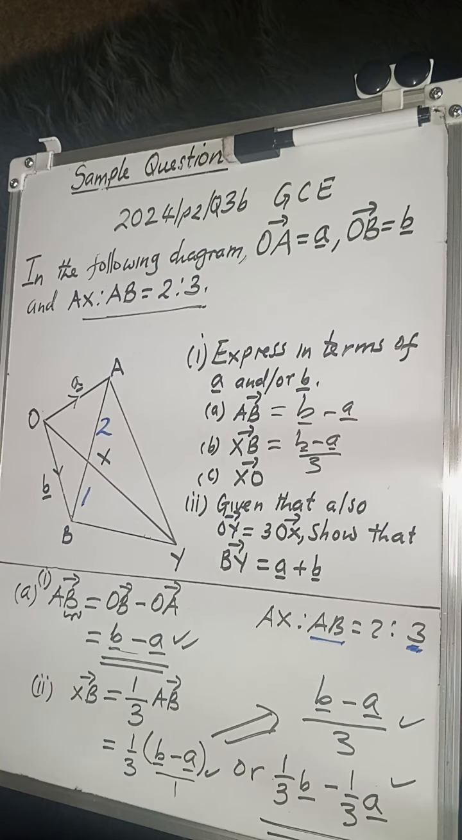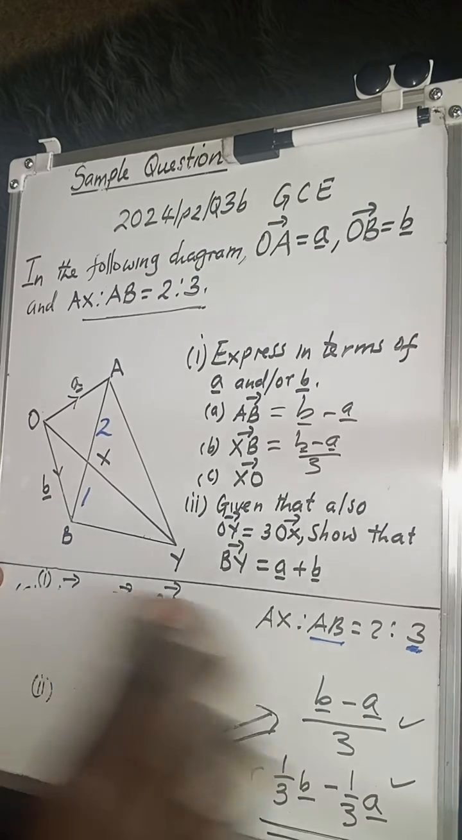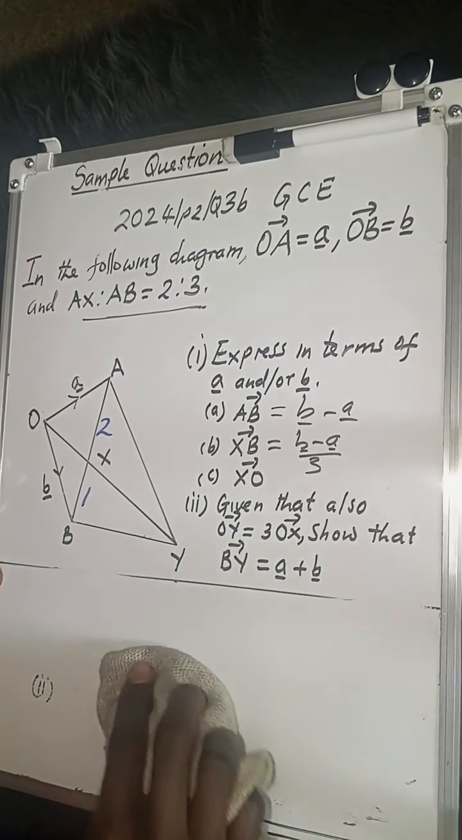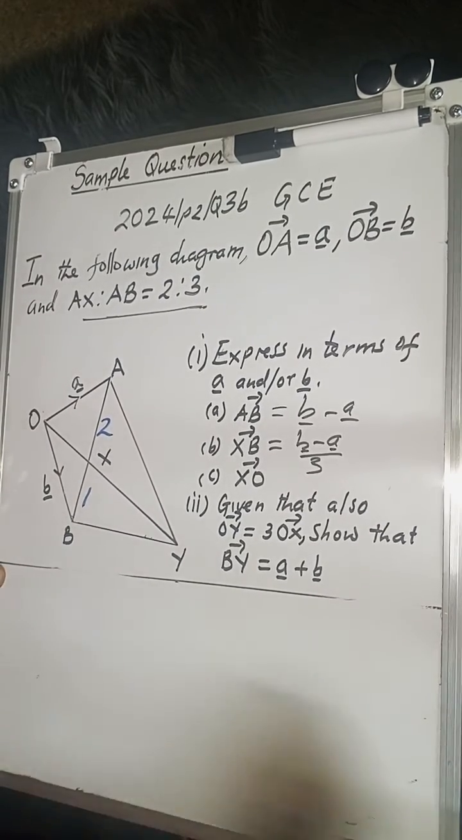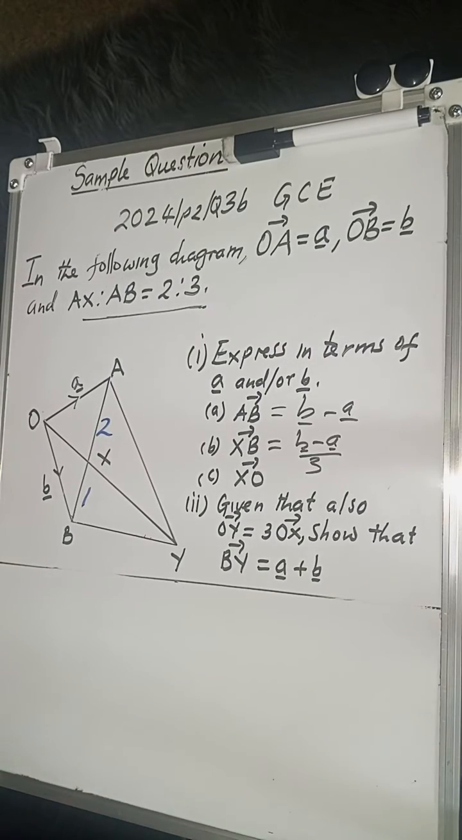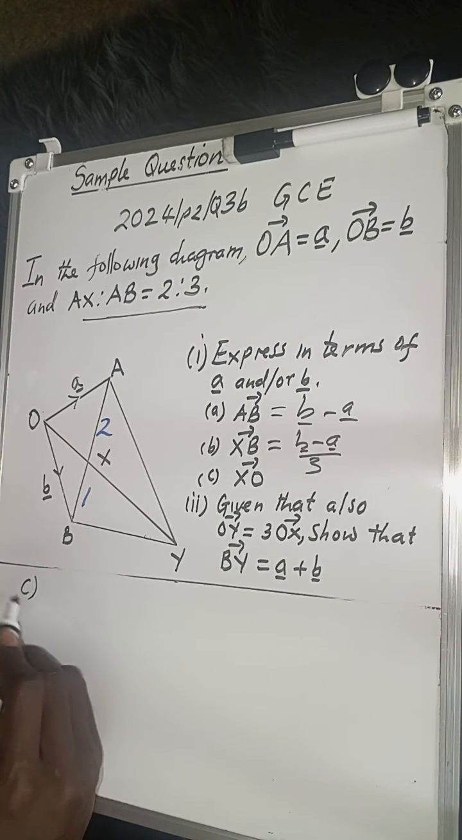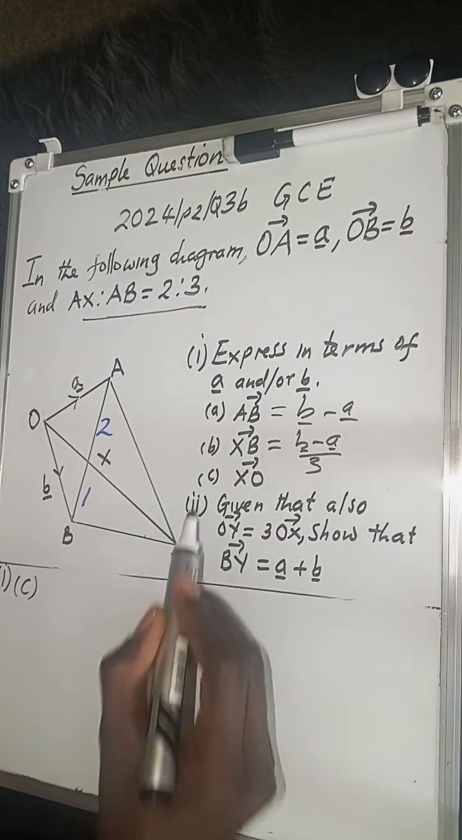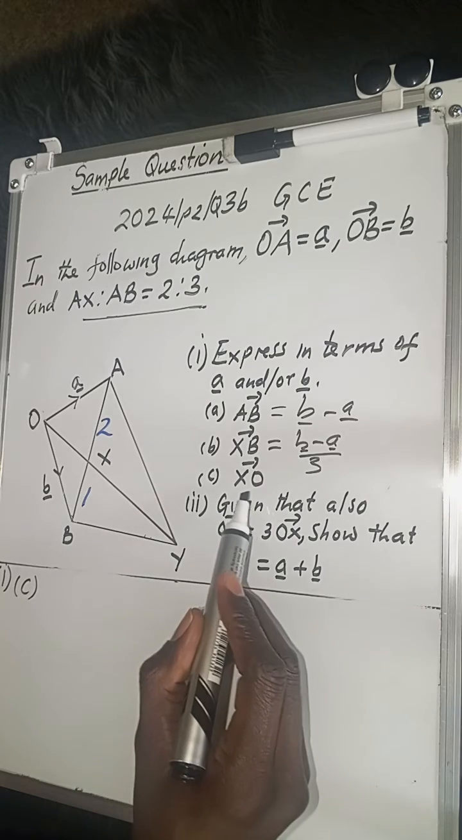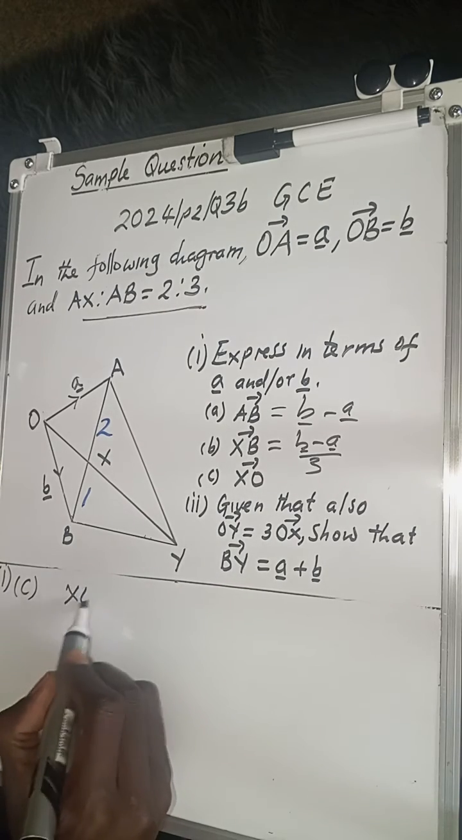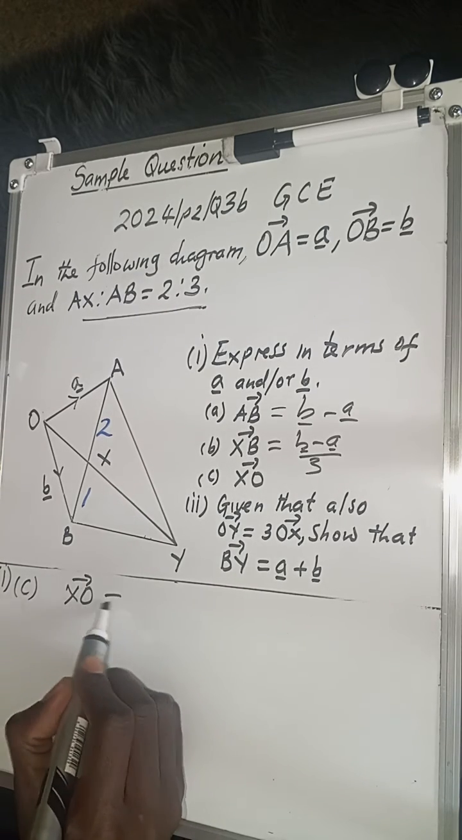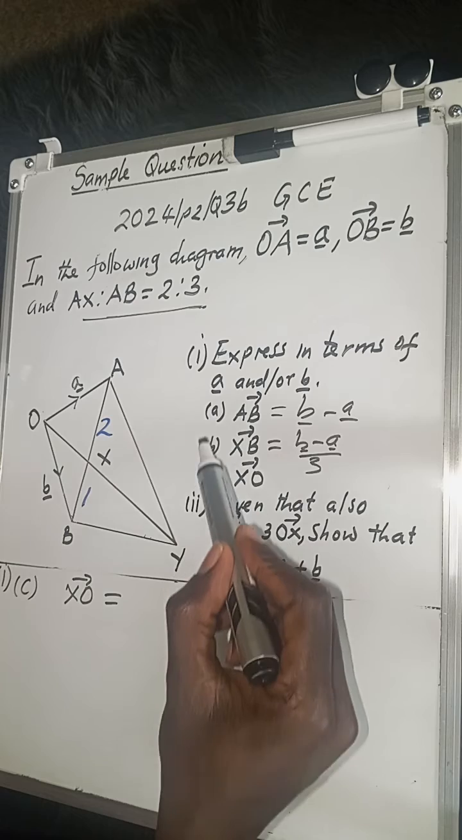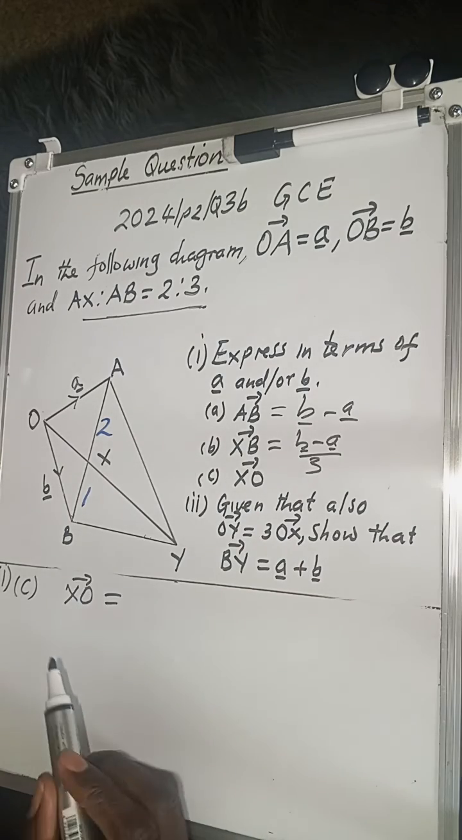Let's move on to the C part there. According to the C part there, it says you find number 1C. It says we find XO. So we find XO. So my previous one is supposed to be A, B, and C under Roman 1 there.